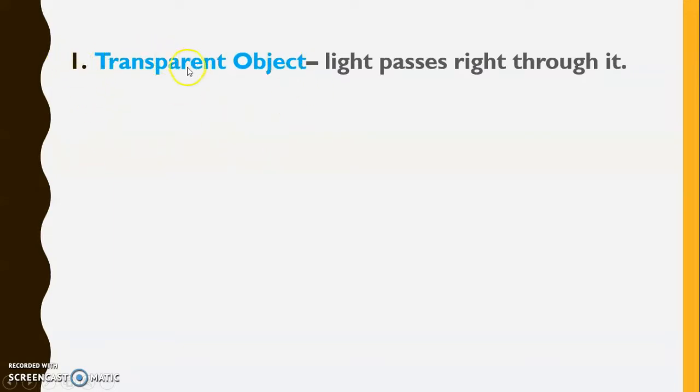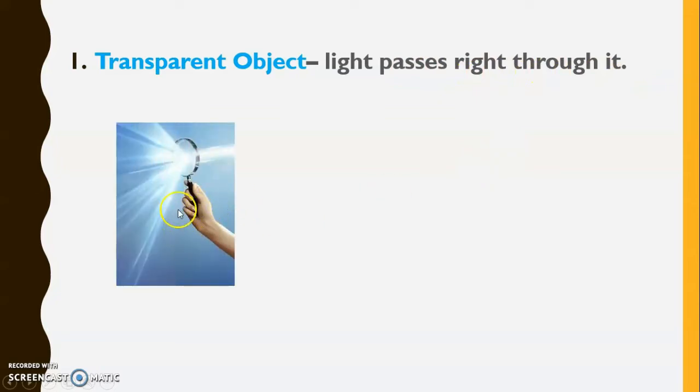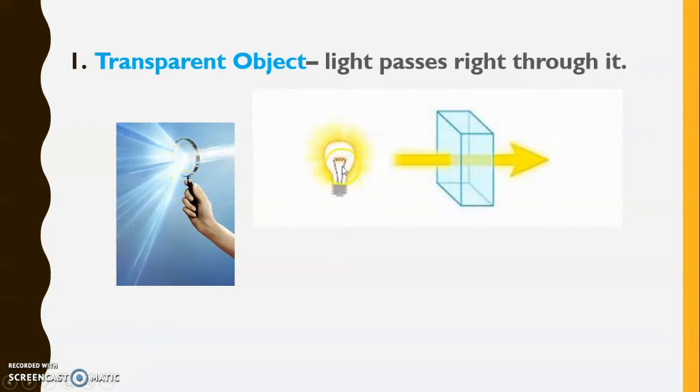So this is number one, transparent object. Light passes right through it. So we have here an example. The light will pass through this object. Another one is a crystal or a glass. The light will pass through it. And then the aquarium. You can see that the aquarium is transparent because you can see the color of the fish inside. So this is a transparent object.